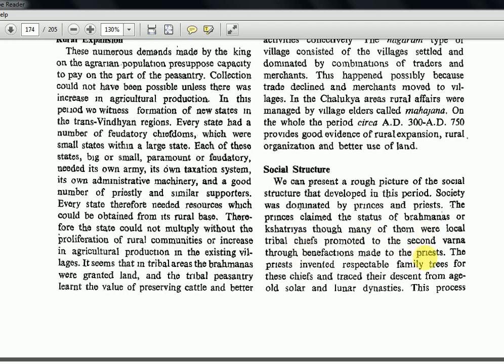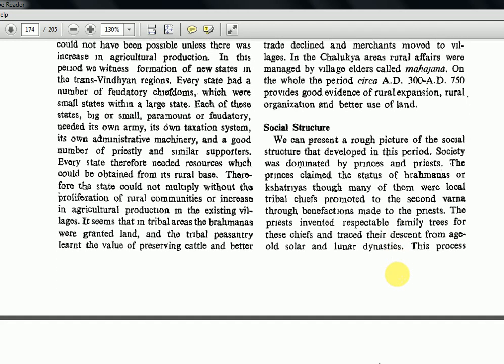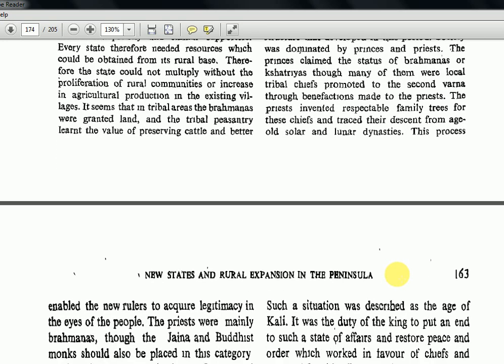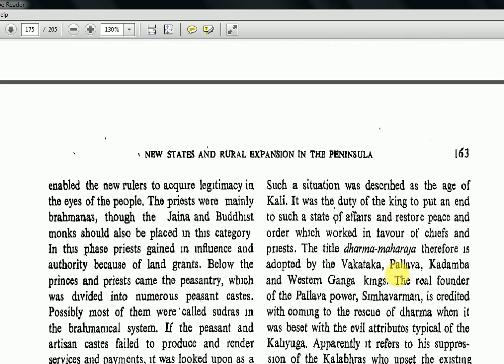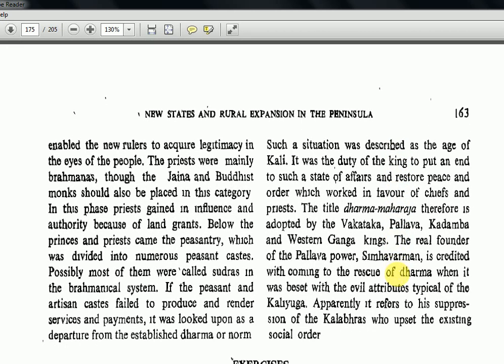So when you give lot of things to the priest, they are the ones who will decide, okay, you are now eligible for the second varna. Else they are like the downtrodden. So this priest class is always exploiting the other varnas. The priest invented respectable family trees for these chiefs and traced their descent from age-old solar and lunar dynasties. So this priest will decide, okay, you are now from solar dynasty, you are from the lunar dynasty, or this lineage, or that clan, or this class. So like that, priest is deciding who is in the order of this thing.